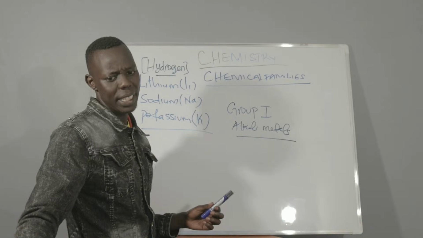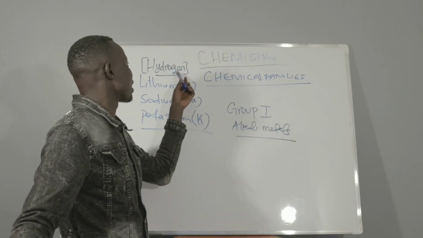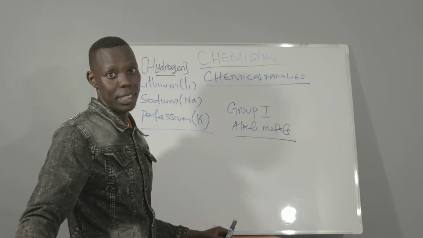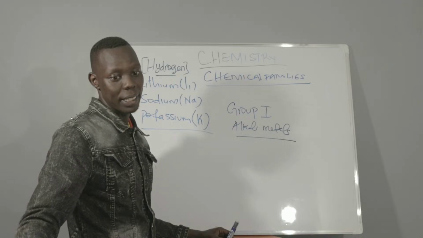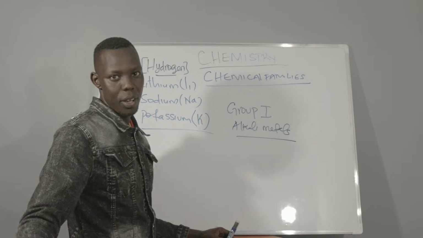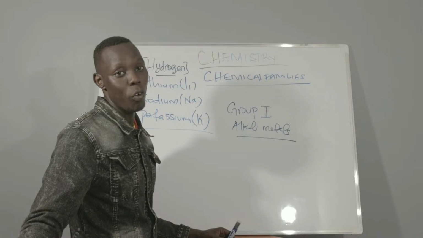I think I explained in my other lessons that we were doing last week, part 1, about why hydrogen is found in group 1 and also it is found in group 7. Tomorrow or the other day, when we shall be discussing halogens, you will realize that hydrogen will be a member of group 7.